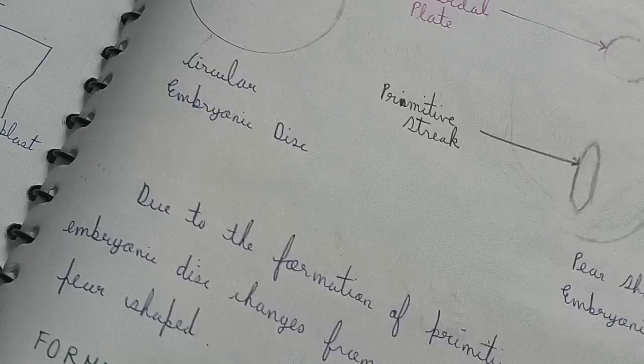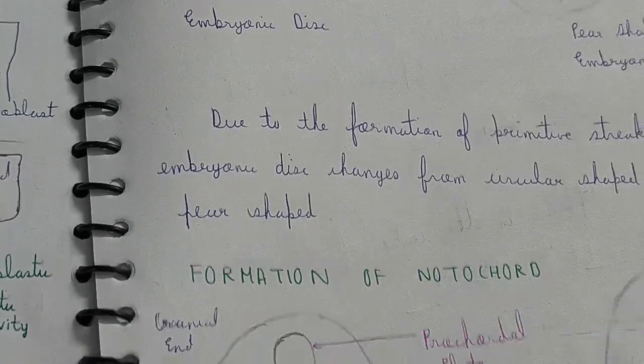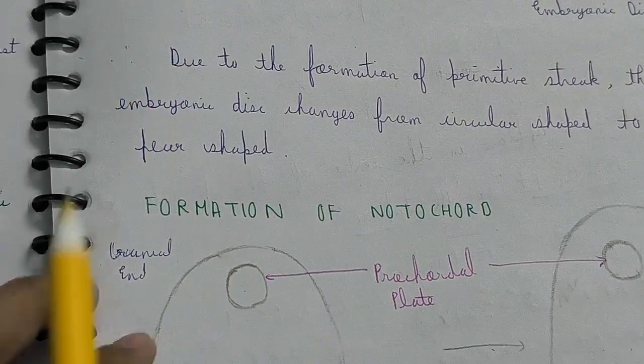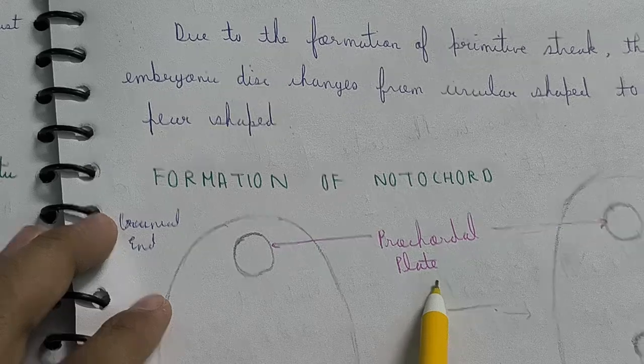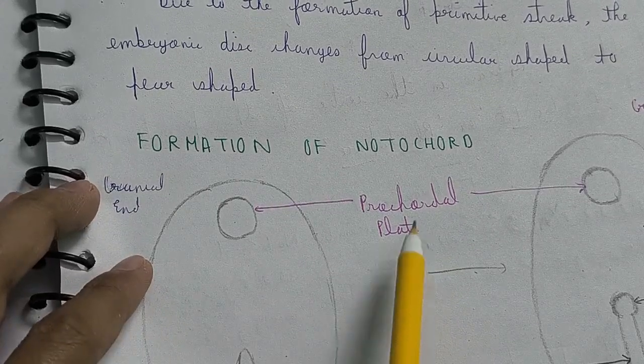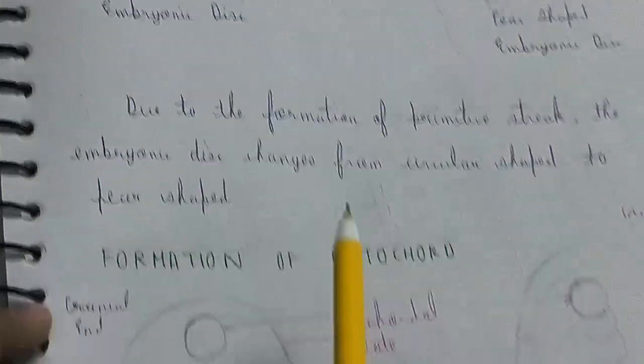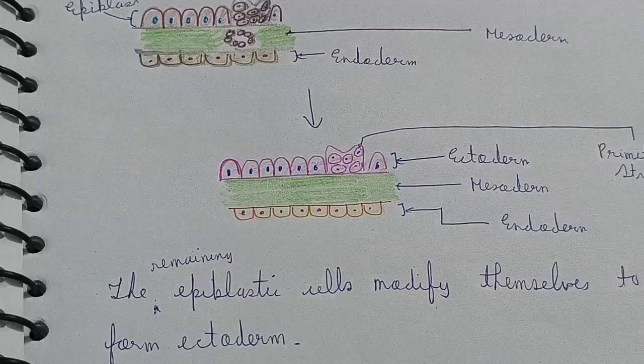First of all, for the formation of the primitive streak, the procordal plate is required, and the procordal plate helps in the formation of the primitive streak and also in the formation of the notochord.